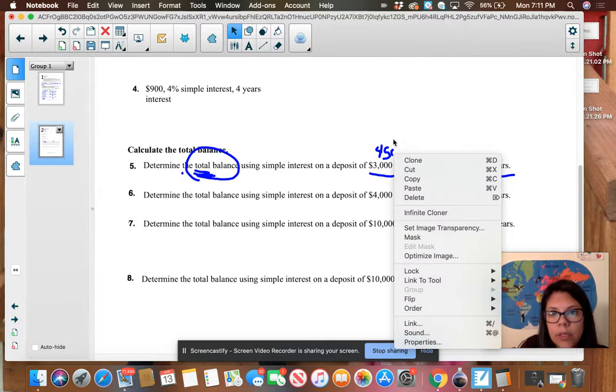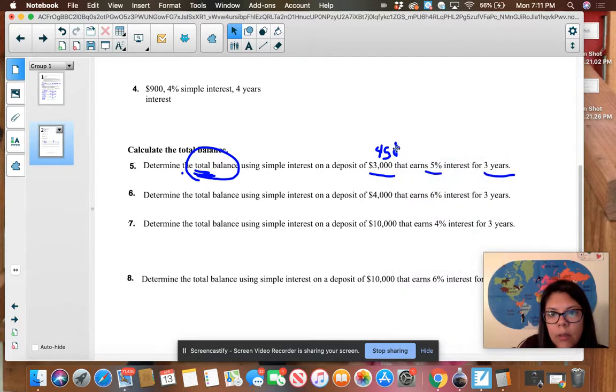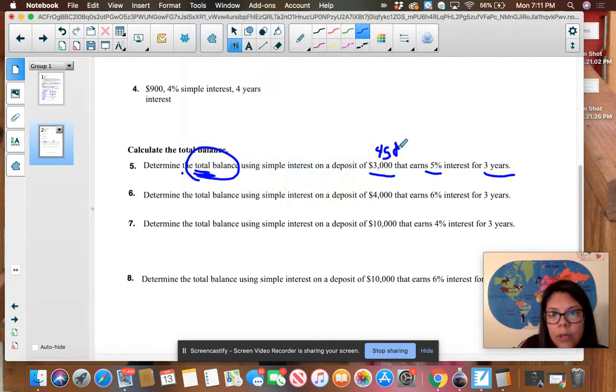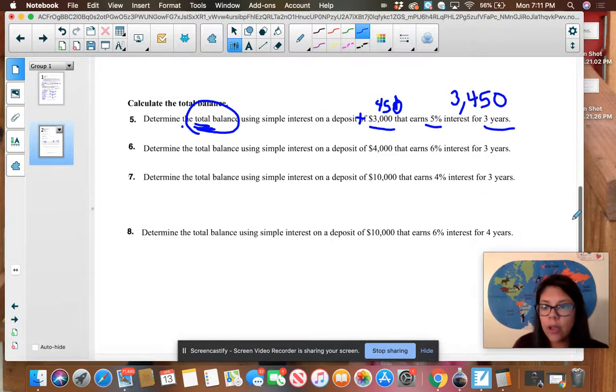So 450 plus the 3,000. If you can do that mental math, that is 3,450. Because it said determine the total balance, we got the interest plus the balance of 3,000. So 3,450. And those are the questions you're going to be working on for this assignment.